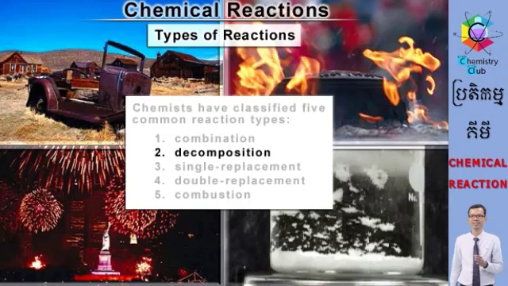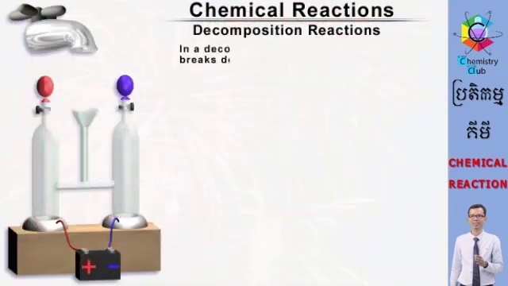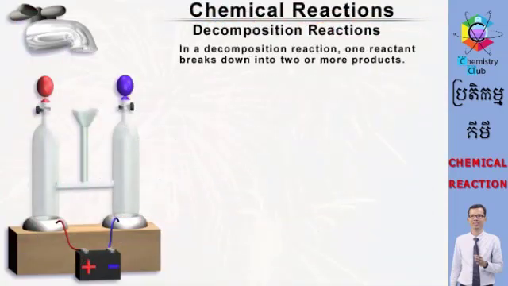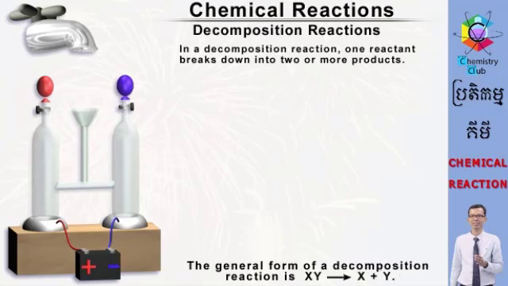A decomposition reaction is essentially the reverse of a combination reaction. In a decomposition reaction, one reactant breaks down into two or more products. The general form for a decomposition reaction is XY yields X plus Y.